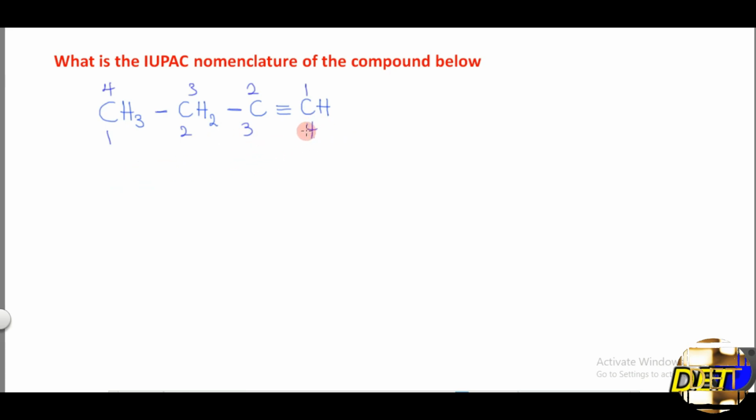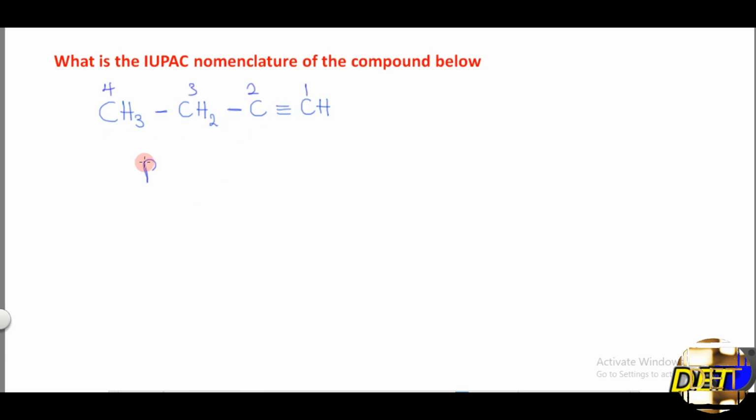This is wrong because you start numbering from the side closest to the functional group of priority, right? So this is a wrong number. This is the correct one. So what is therefore the name of this compound? So this compound is 1, 2, 3, 4 butane, right?